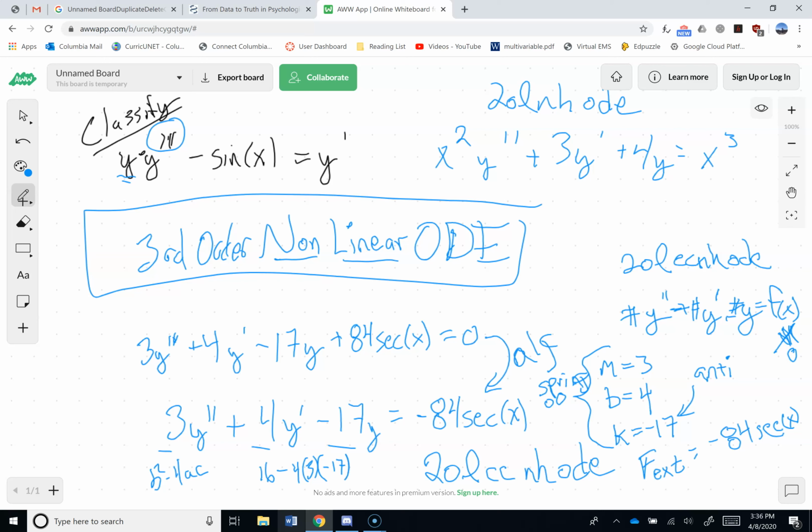That's awesome. Okay, so in this case, I get 16 minus 4 times 3 times negative 17, which is positive. So I'm going to have two real roots. So this is anti-overdamped.